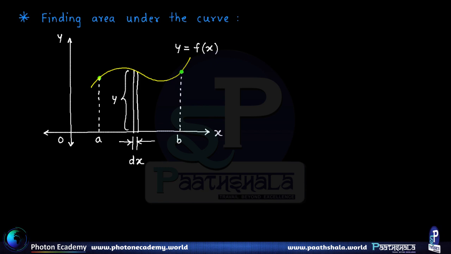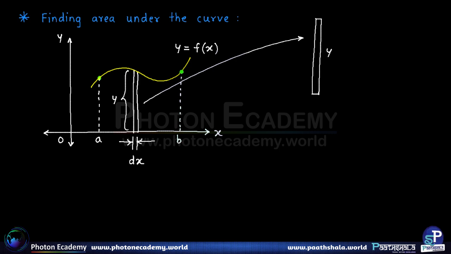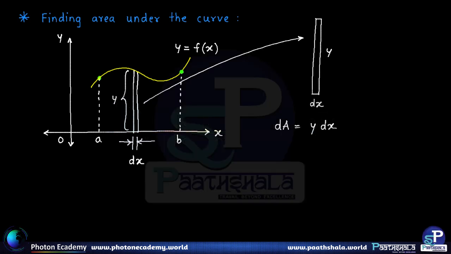So if you look at that particular strip, it is nothing but a rectangle of length y and breadth dx. Therefore its small area, denoted by dA, is length into breadth, which is y into dx, isn't it? So this is the area of one small vertical strip.